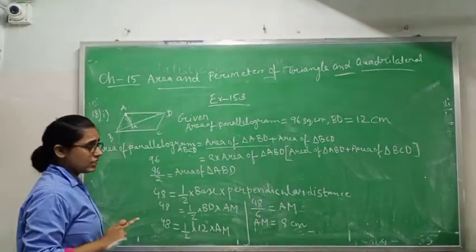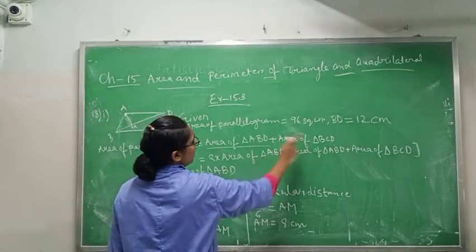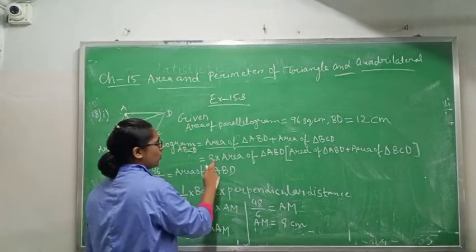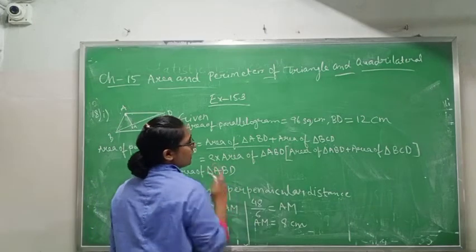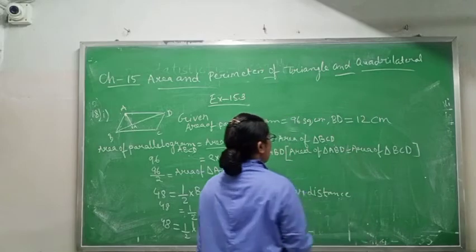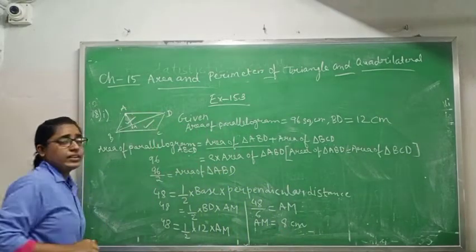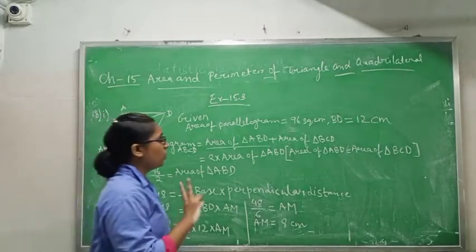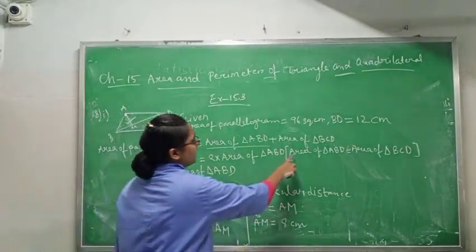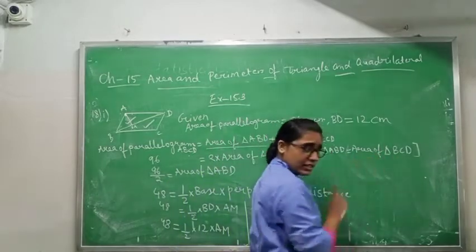Now area of parallelogram ABCD is already given, 96 square centimeters. I am writing 96. Now in place of area of triangle ABD plus area of triangle BCD, I am writing 2 into area of triangle ABD. Why? You can ask me why. Because you can see this triangle and this triangle are equal. So if both are equal, I can write area of triangle ABD equals to area of triangle BCD.